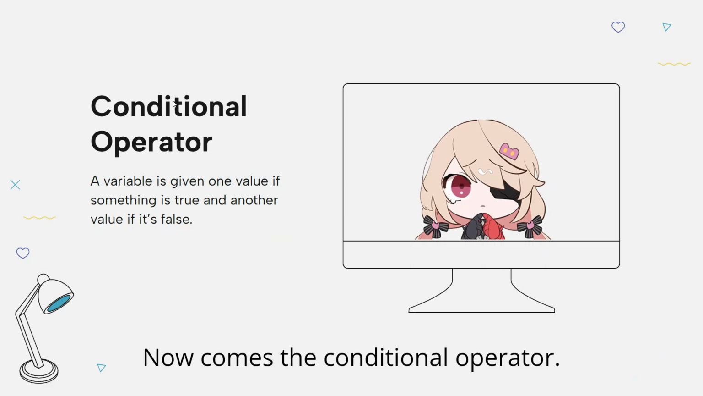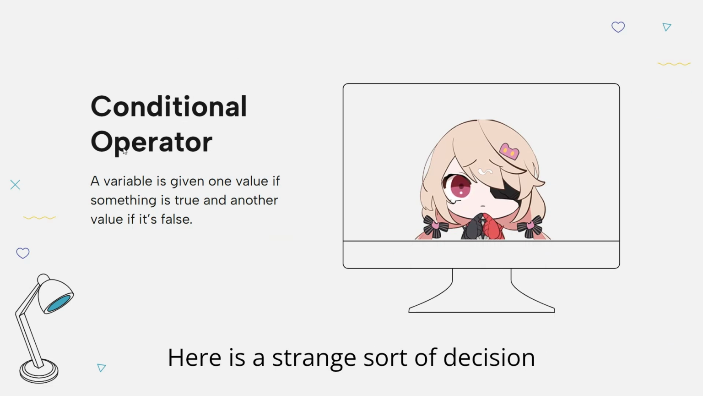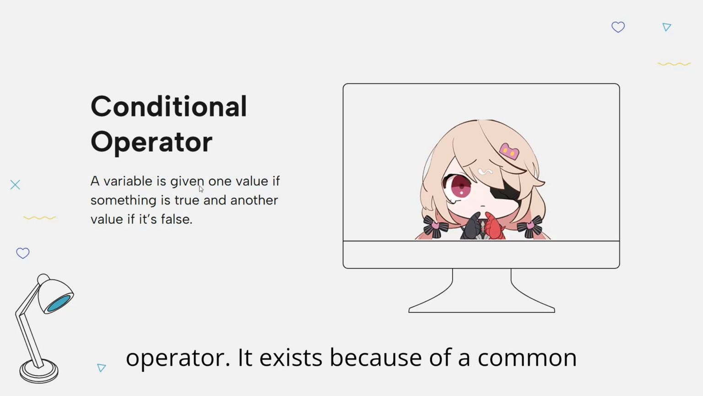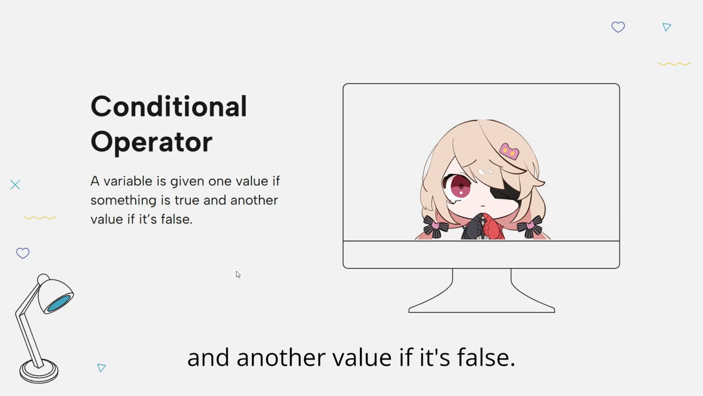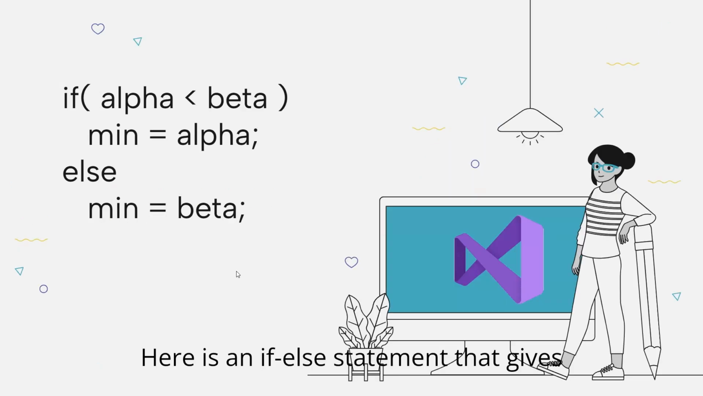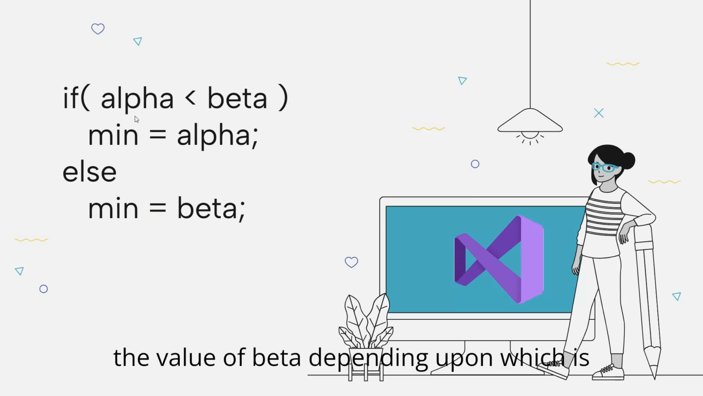Now comes the conditional operator. Here is a strange sort of decision operator. It exists because of a common programming situation: a variable is given one value if something is true and another value if it is false. Here is an if-else statement that gives the variable min the value of alpha or the value of beta, depending upon which is smaller.